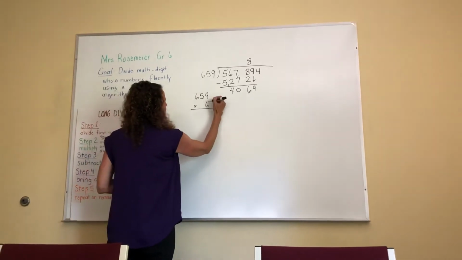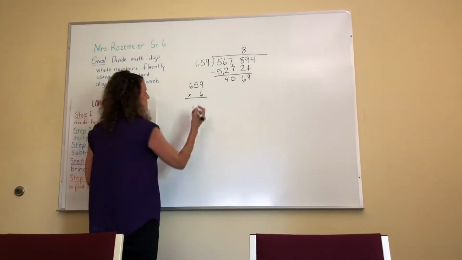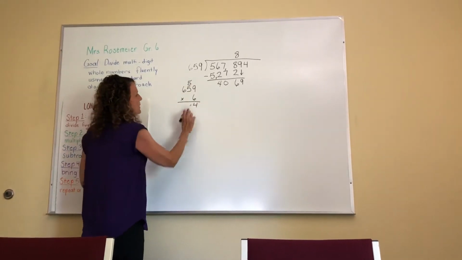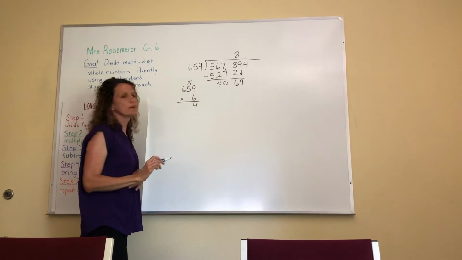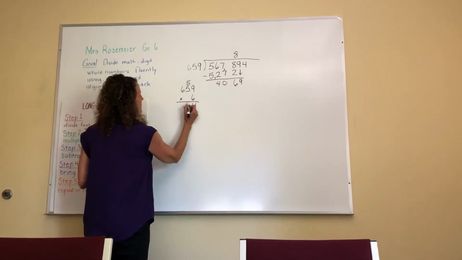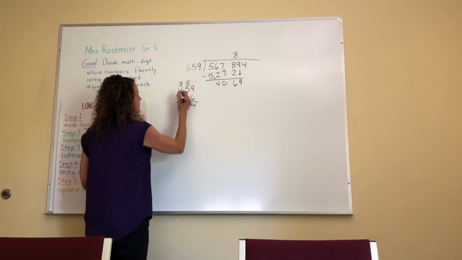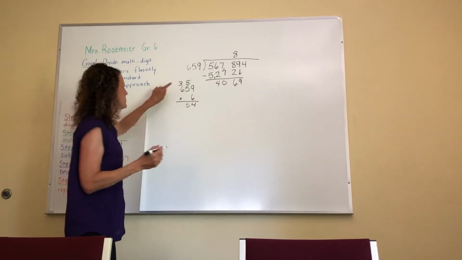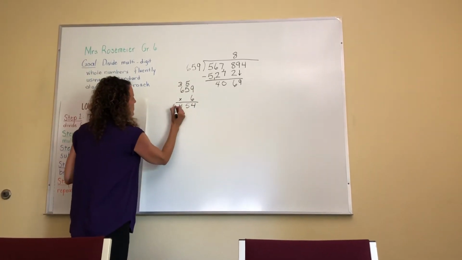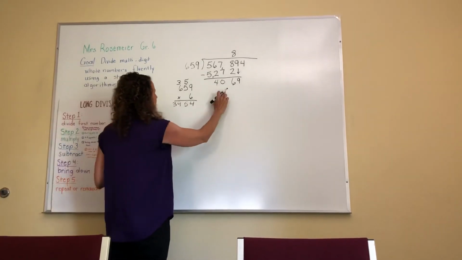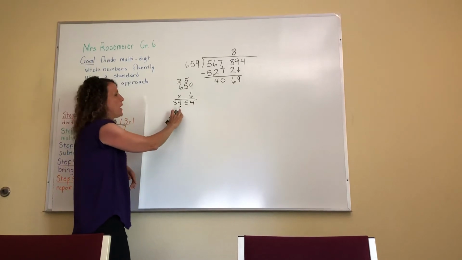So we've got 9 times 6, which is 54. Put down my 4, carry my 5. 6 times 5 is 30, plus 5 is 35. 6 times 6, 36, plus 3 is 39. Okay, so let's look and see. Yes, that is going to work out perfectly.